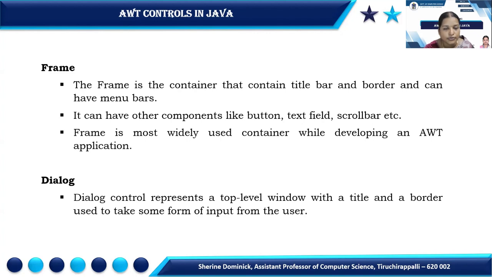The next type of container is dialog. Dialog represents a top level window with a title and a border that is used to take some form of input from the user. In other words, I can say that dialog is like a floating window. This floating window pops up when the user has to provide an input. And once we provide an input, this dialog box disappears.